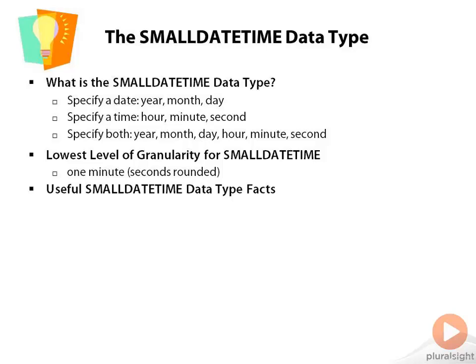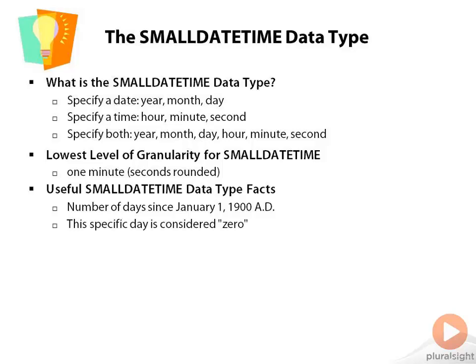Let's take a look at some useful facts about the small datetime data type. Although you don't usually see it, SQL Server stores a small datetime as the number of days since January 1st, 1900. This date, January 1st, 1900, is called the base date and is considered 0. That is, internally, a 0 indicates the day, January 1st, 1900 at midnight. A 1 indicates the date January 2nd, 1900 at midnight, and so on. Take note that, unlike the date data type, I'm using the words at midnight. This is because the small datetime data type holds both dates as well as times.